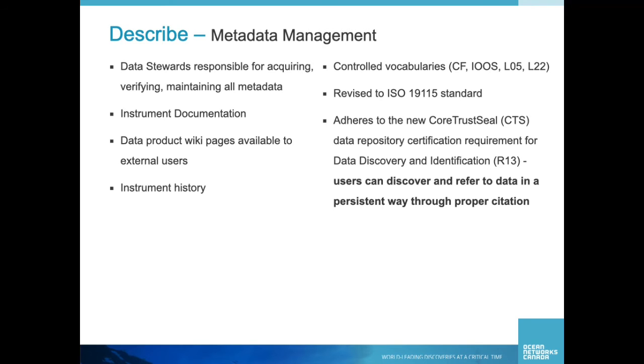ONC uses controlled vocabularies which follow FAIR principles. Currently, we support Climate and Forecast CF variable names, IOOS categories, SeaDataNet device categories, and the C-VOX device catalog, which are both publicly available through the NERC vocabulary server. Our metadata records are being revised to adhere to the ISO 19115 standard for all data. Furthermore, ONC adheres to the new CoreTrustSeal data repository certification requirement for data discovery and identification, such that users can discover and refer to the data in a persistent way through proper citation or digital object identifiers.